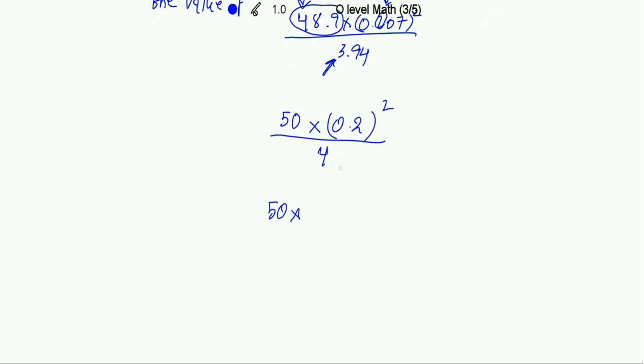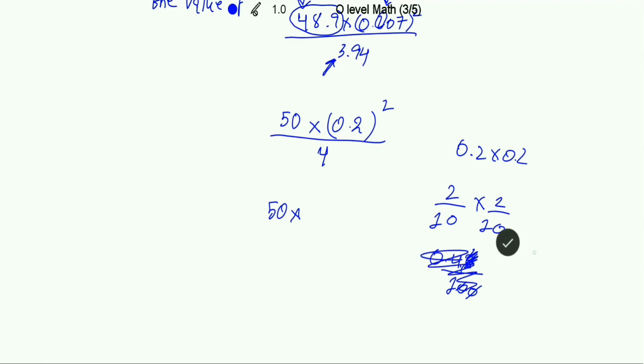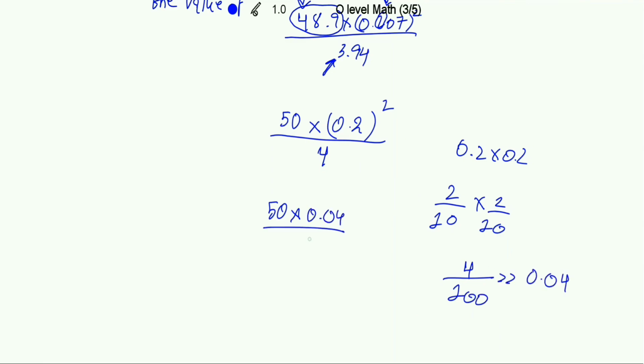So 50 multiplied by 0.2 multiplied by 0.2. 0.2 multiplied by 0.2 is 2 upon 10 multiplied by 2 upon 10, which is 4 upon 100, so it's going to be 0.04. So 0.04 upon 4, and the answer is: 50 multiplied by 4 upon 100, cancel, 5 4s are 20, so 2 upon 4, 0.5 is the answer. Okay, this is estimation.